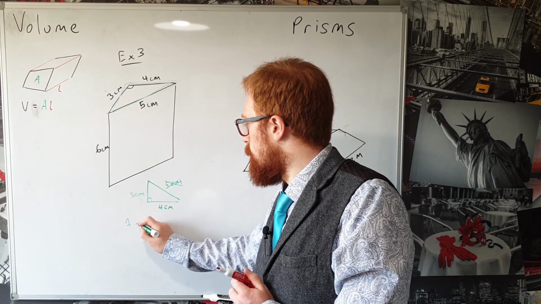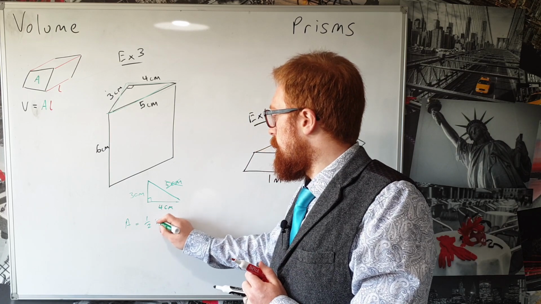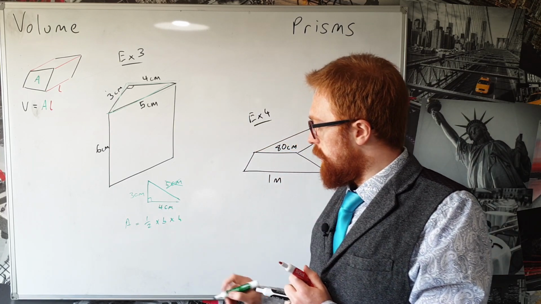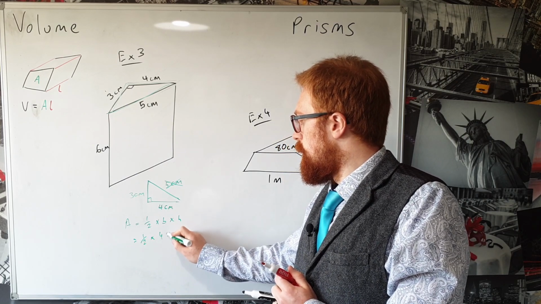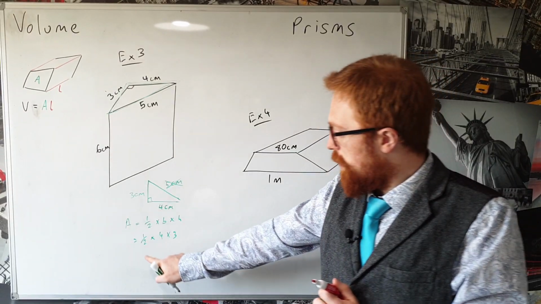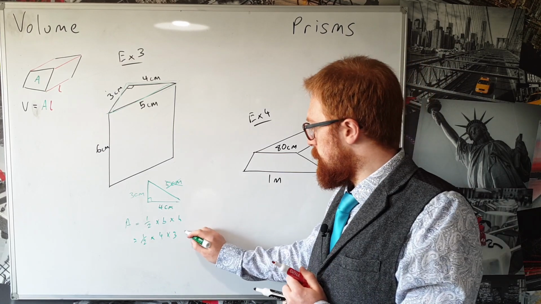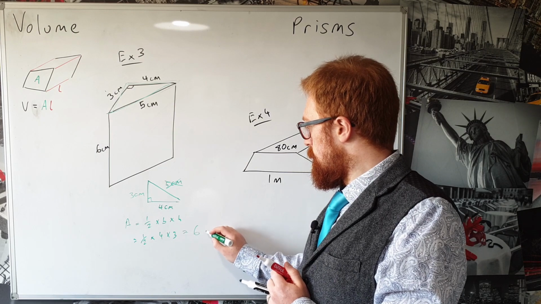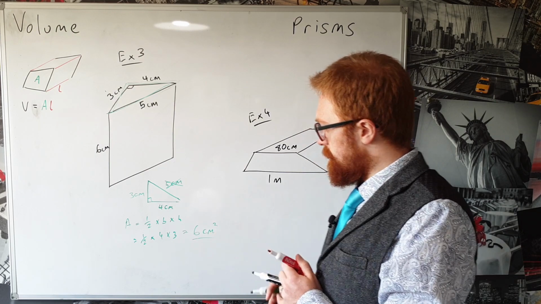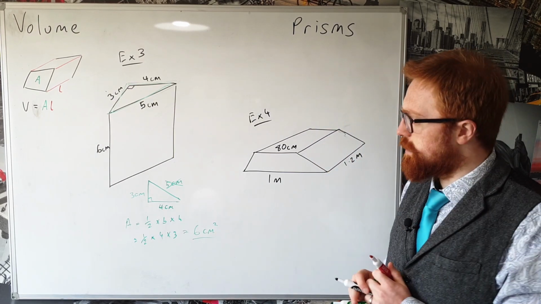So the area of this triangle is a half times by the base times by the perpendicular height, which is a half times by the 4 times by the 3. Now a half of 4 is 2 times by 3 is 6. So the area of that triangle is 6 centimeters squared.